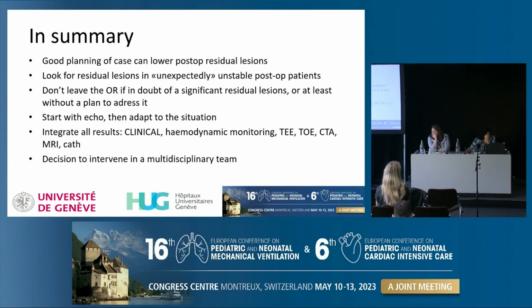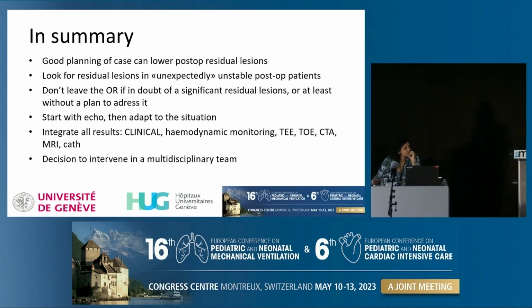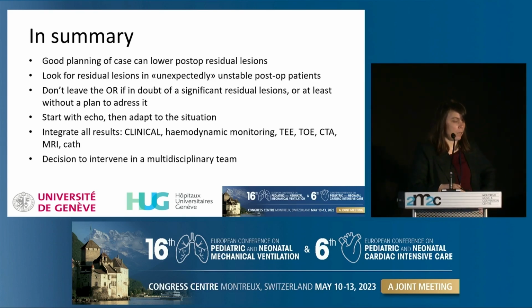So in summary, this was just a little overview of the residual lesions examples and how to address them. I think a good planning of the case can lower post-op residual lesions, and I really encourage you also as cardiac intensivists to attend those meetings, discuss the cases, and know what to expect after. You have to look for residual lesions when the child is unstable unexpectedly. I would really advocate for not leaving the OR if you are in doubt of a significant residual lesion, or at least without a plan to address it.